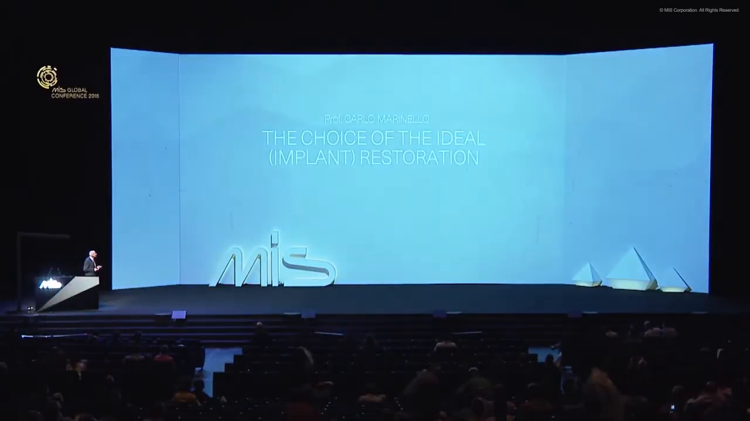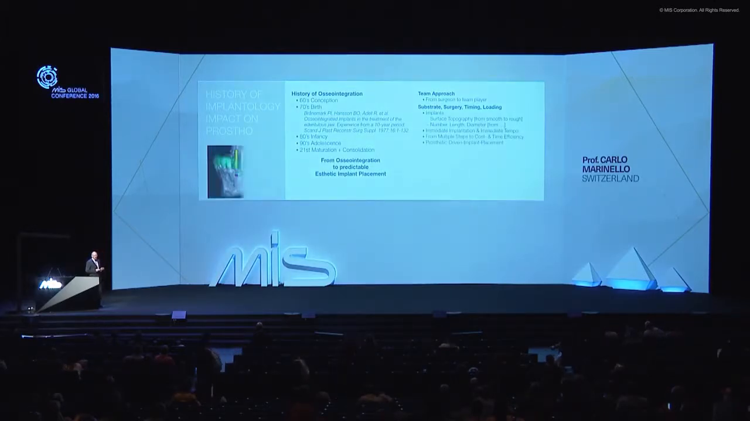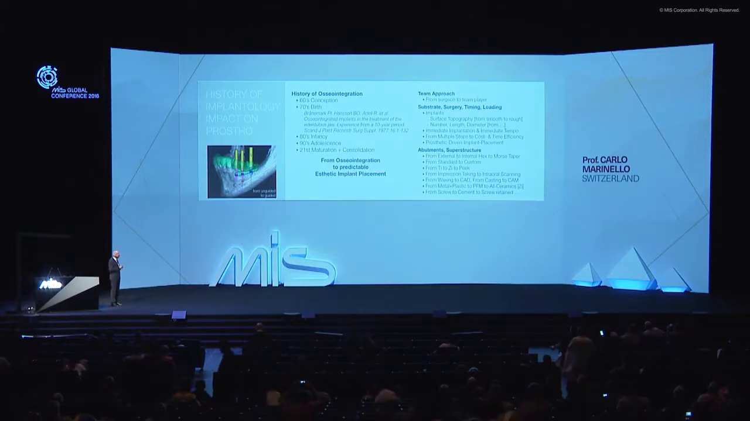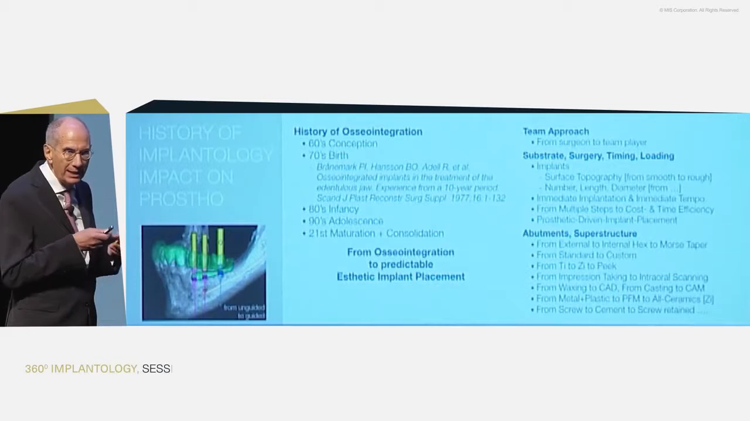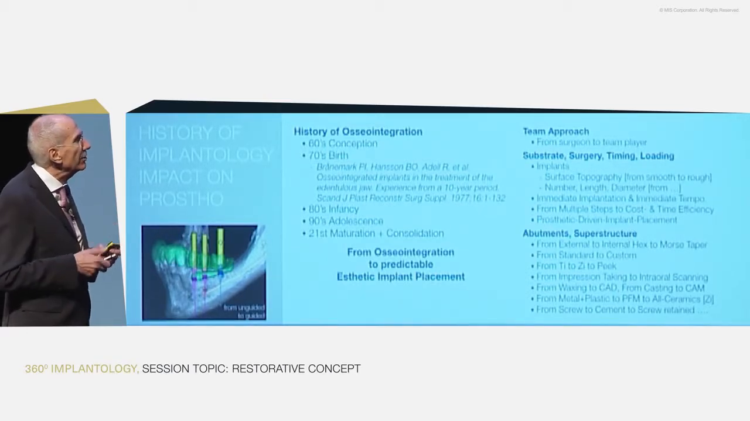We are talking about the choice of the so-called ideal restoration. Starting with a short history, you can see that implantology or osseointegration started in the 60s. We went through the birth to infancy, adolescence, and we are now in the maturation and consolidation phase. And that's why the subtle changes are happening and things are improving.